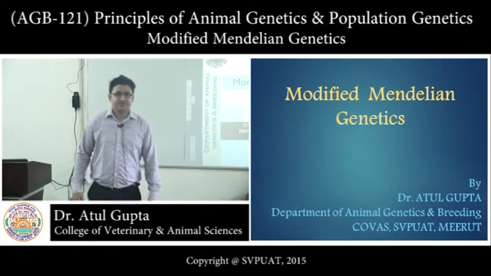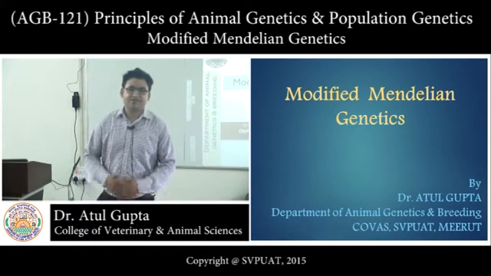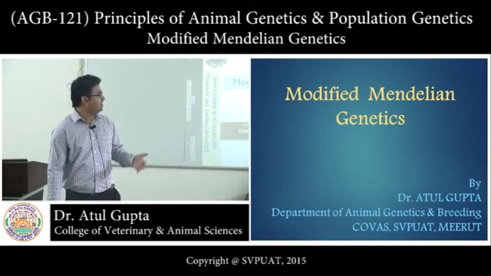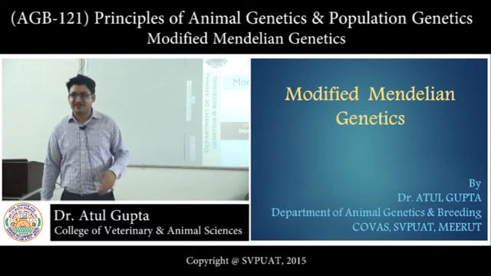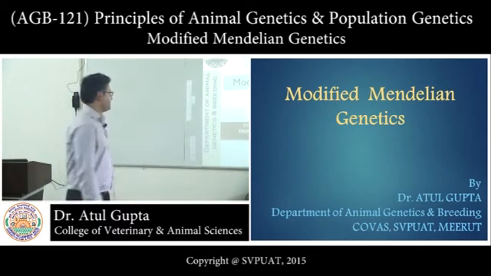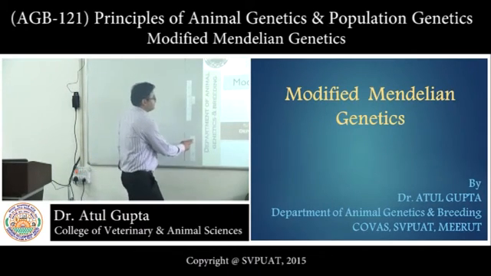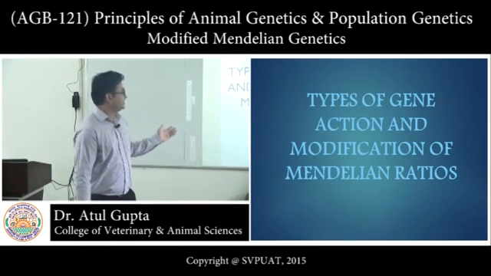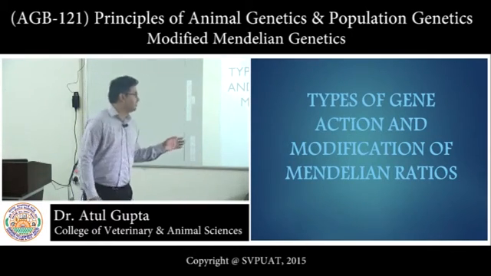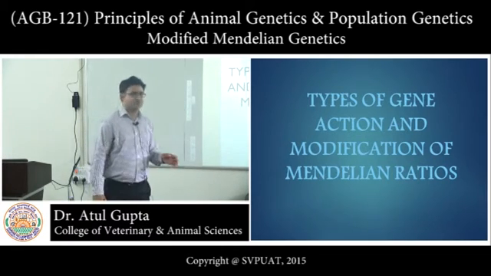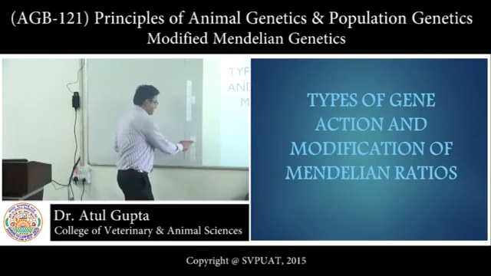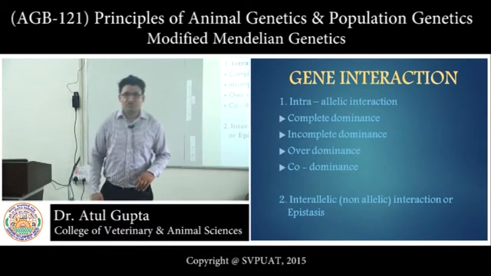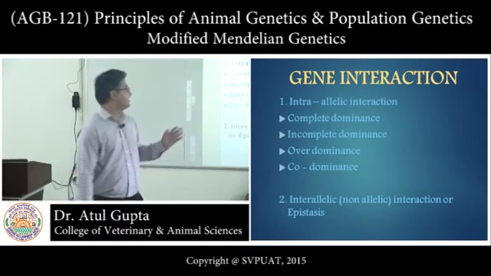So students, in the previous class we learned about Mendelian inheritance. Now we will see the modifications of Mendelian genetics. In this lecture we will study the types of gene action and modification of Mendelian ratios. That means what kinds of gene actions there are and what the modifications of the Mendelian ratio are. First we will discuss gene interaction.